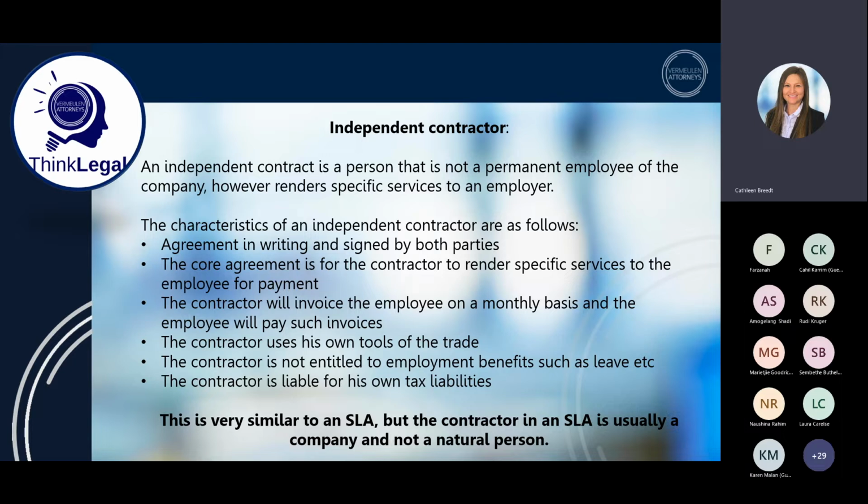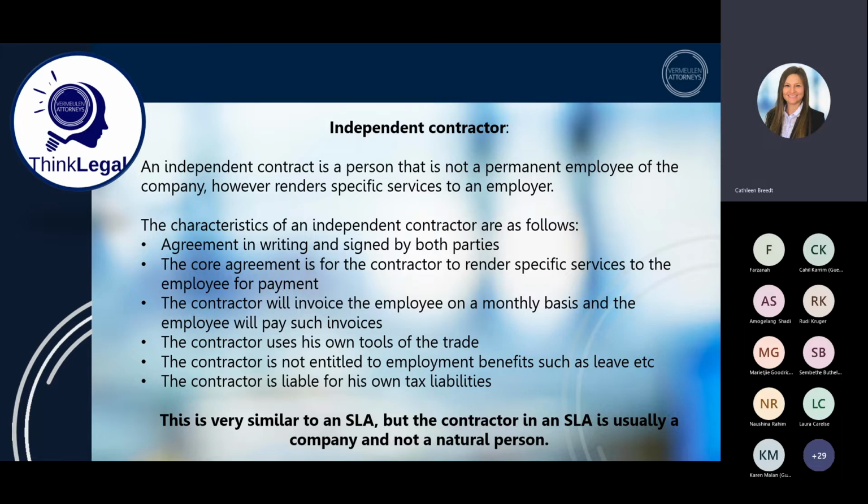The contractor, and this is important because this is what differentiates a fixed term agreement from an independent contractor, is that an independent contractor actually uses their own tools of the trade. So they have their own computer. If they are painters, they bring their own paintbrushes and paint, etc.